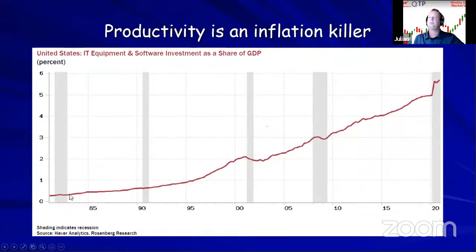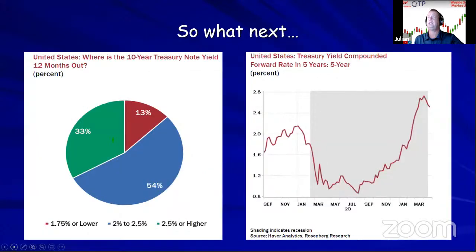And just to prove the point, this is the corporate spending on IT as a share of GDP, right? People are trying to do their level best to cut humans out of the equation here. And in cutting humans out of the equation, what do you do? Well, you improve productivity. What does that do? It doesn't mean there's any inflation.